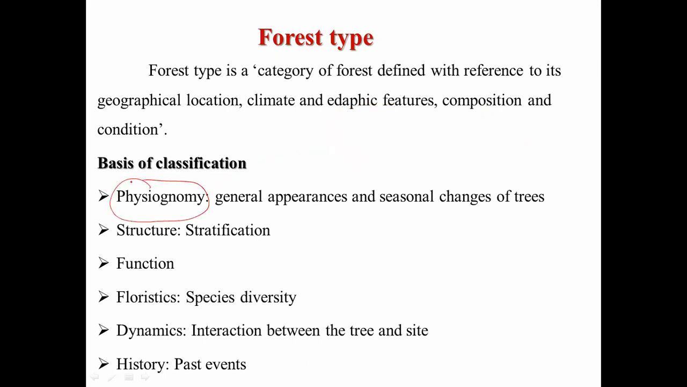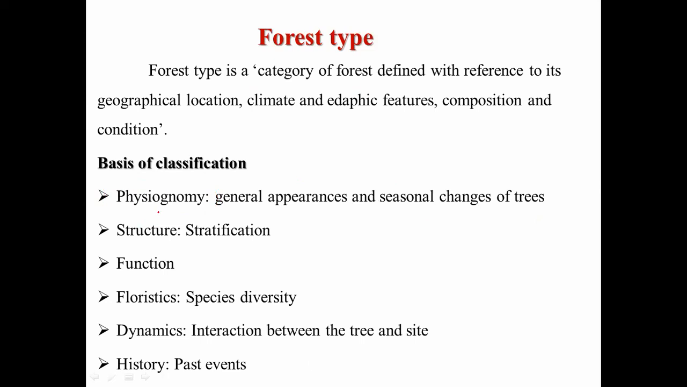If it is leafless in a particular period, you can declare that as dry deciduous or moist deciduous. So there is the general appearance of a forest as well as seasonal changes. Whatever the leafless changes are, those come under seasonal changes, and that comes under physiognomy. Please remember the definition of physiognomy: it is the general appearance of a forest. Okay, that's the one thing.